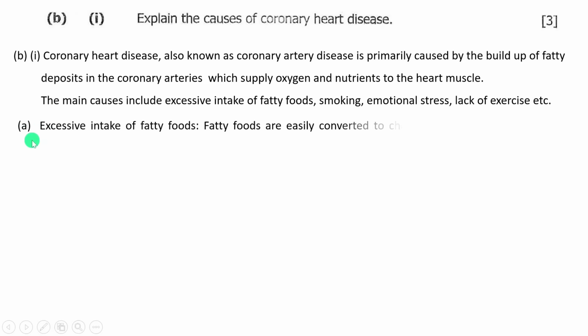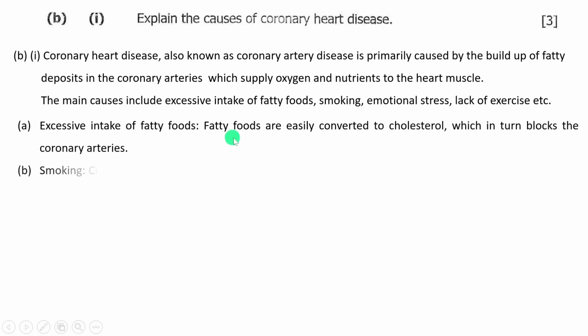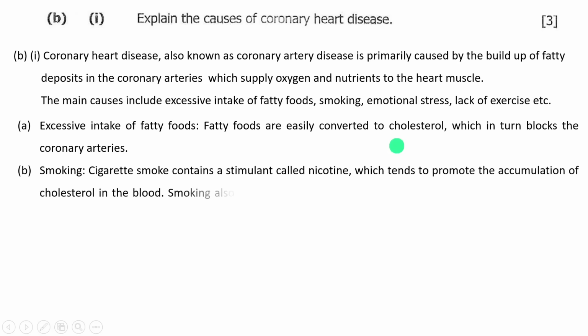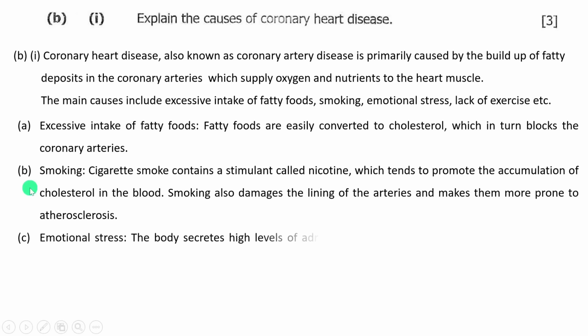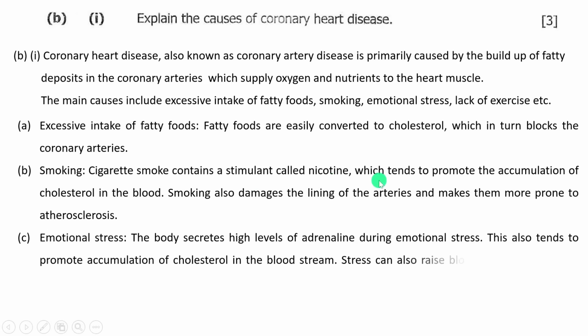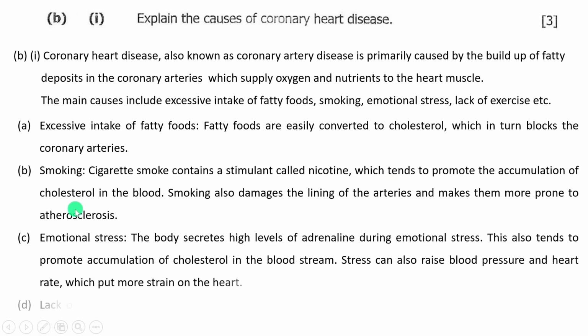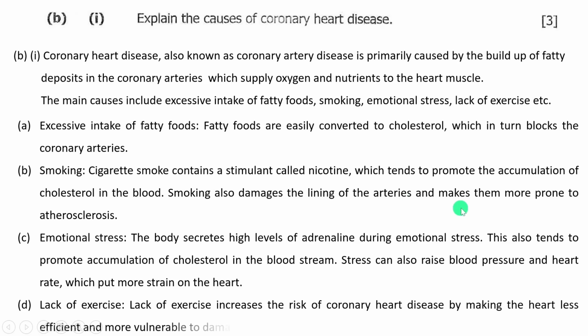Here you can say A, excessive intake of fats. Fats are easily converted to cholesterol, which in turn blocks the coronary artery. Then you explain how smoking also causes this. Cigarette smoke contains a stimulant called nicotine, which tends to promote the accumulation of cholesterol in the blood. Smoking also damages the lining of the arteries and makes them more prone to atherosclerosis.